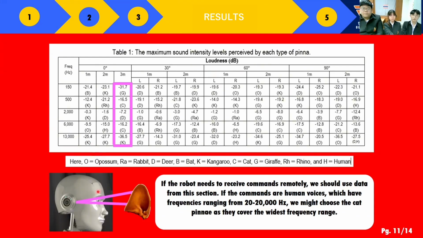If we want to create a robot to replace a human in a particular task, a target amplifier of sound may also be required in order to enhance listening capabilities, and this is what the pinna is for. If the robot needs to receive commands remotely, we should use data from this section. If the commands are human voice, we have frequency ranging from 20 to 20,000 Hz. We might choose the cat pinnae as they cover the widest frequency range.